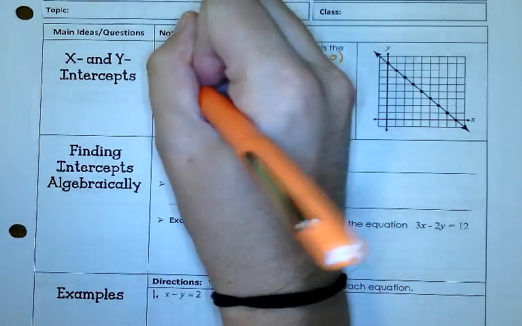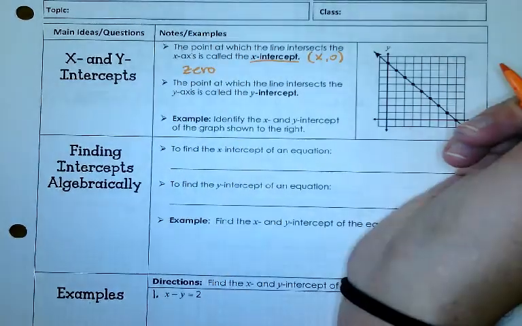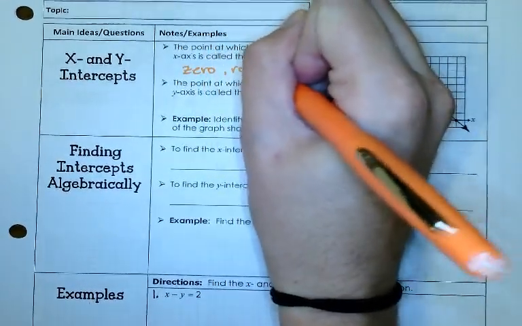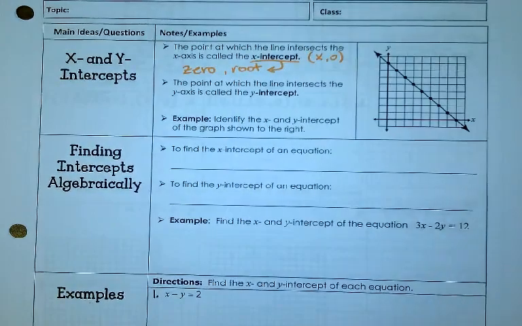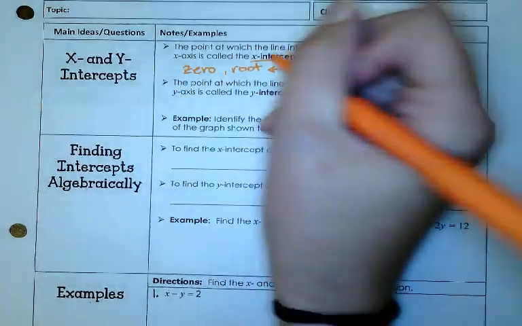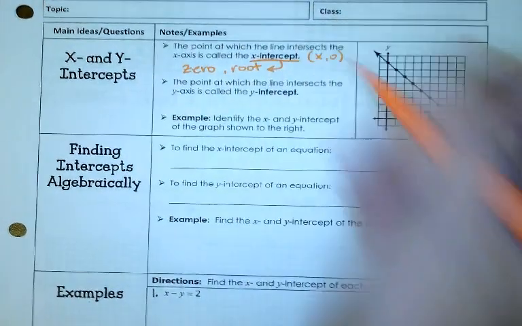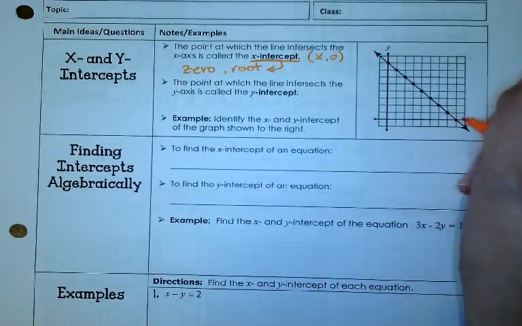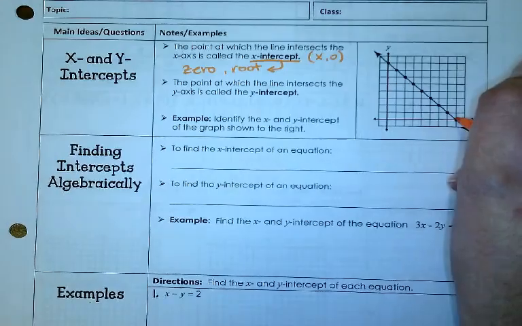The other names for your X-intercept are zeros or roots, okay? So if I ask you for the zero of a function, I am asking for the X-intercept of a function. If I ask you for the root of a function, I'm asking you for the X-intercept, okay?